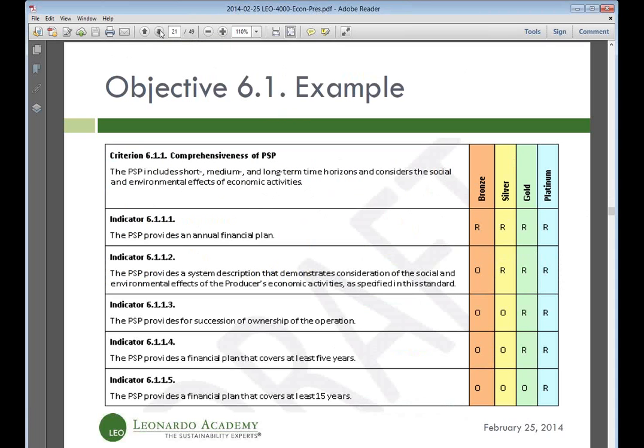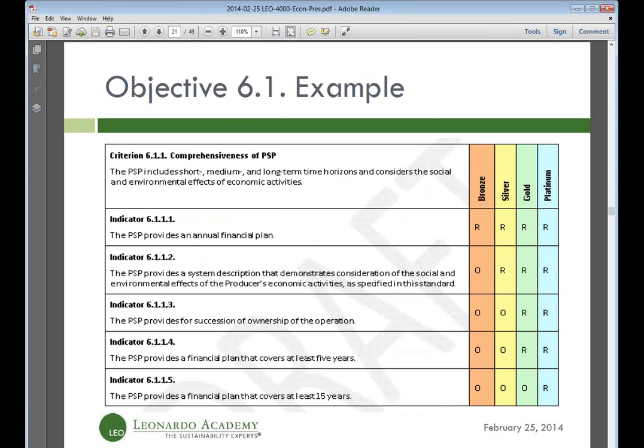Moving on to, let's see, this example again. So you'll see that we're asking that the producers include a financial plan at the most basic level, because it's hard to understand how your operation is performing without some basic financial planning.